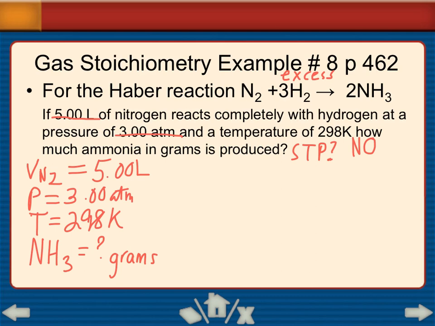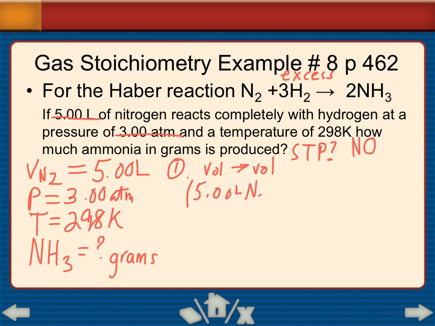We are given that we have 5 liters of nitrogen, and eventually we want to get to how many grams of ammonia. So the thing we want to do now is convert the liters of nitrogen into liters of ammonia, and that's a volume to volume problem. We can do this because all of these things are going to occur in the same tank.